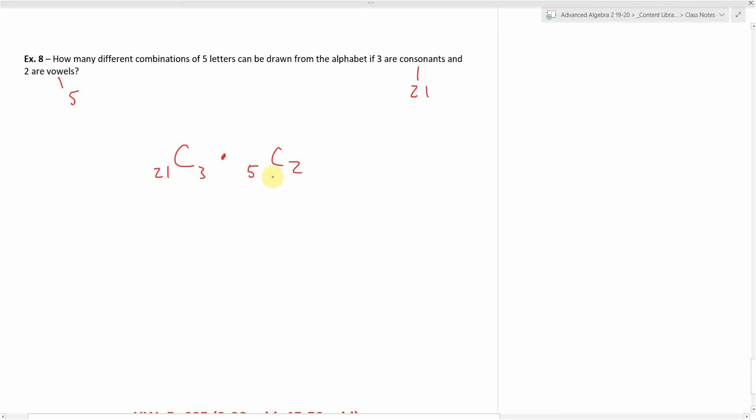So I want to simply take the product of 21C3 and 5C2. When I plug 21, I said that wrong, 21C3 times 5C2. 21C3, if I plug it in the calculator, is going to be 1,330 times 5C2 is going to be 10. We saw that earlier in the last video. And so I multiply them together, I get 13,300 different ways of choosing 3 consonants and 2 vowels from the English alphabet.